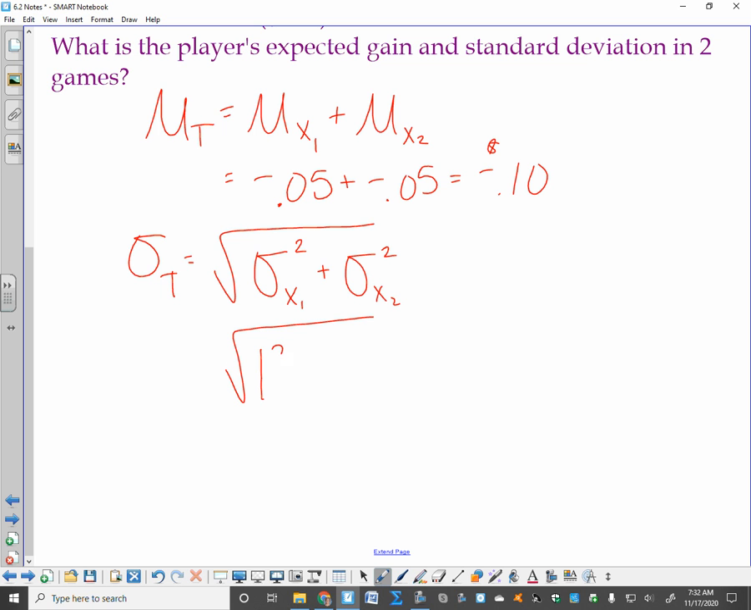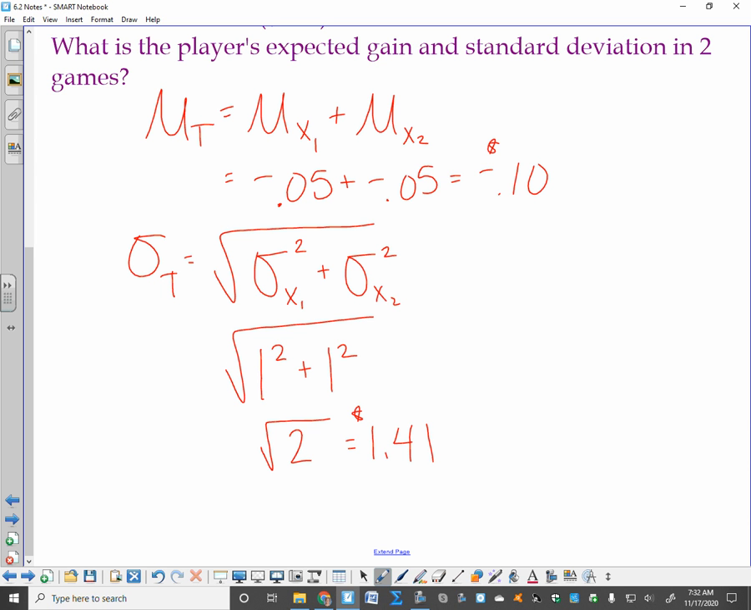So that was $1. And 1 squared plus 1 squared is 2. So the square root of 2, which is, and I'm going to put it in terms of money, $1.41. So my sentences would be: the player can expect to lose a total of 10 cents in 2 games on average, but it's going to vary about $1.41 typically from the mean.